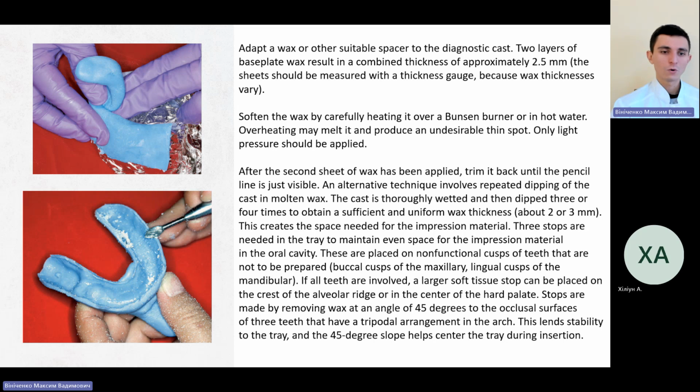Stops are made by removing wax at an angle of 45 degrees to the occlusal surfaces of 3 teeth that have a tripodal arrangement in the arch. This lends stability to the tray, and the 45-degree slope helps center the tray during insertion.